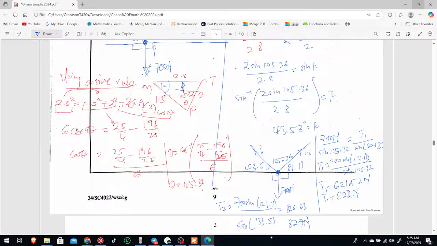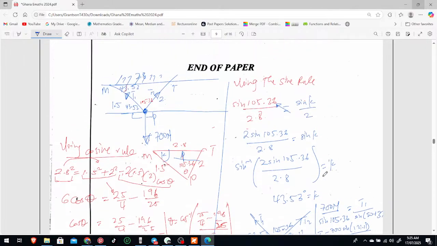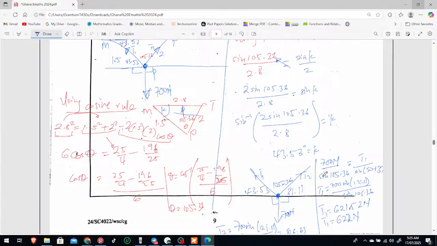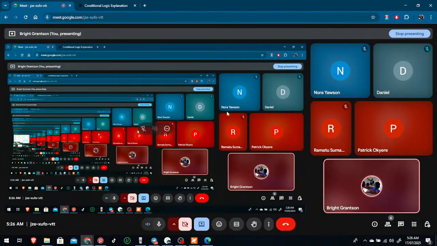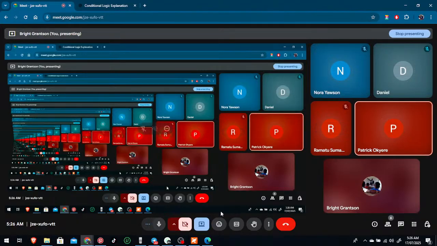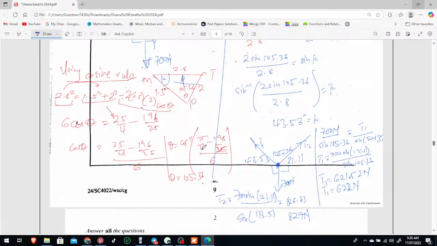Are you getting it? So how much do you get, 133.5? You sum two numbers, right? I summed the 90 and 43.53 for T2. Okay, are you guys getting it? Yes, sir.